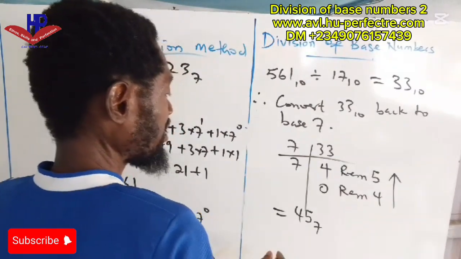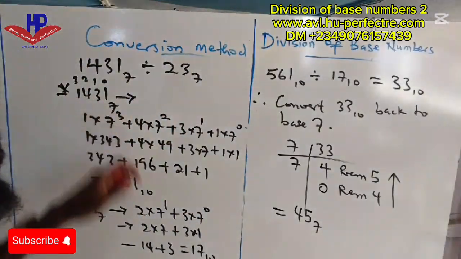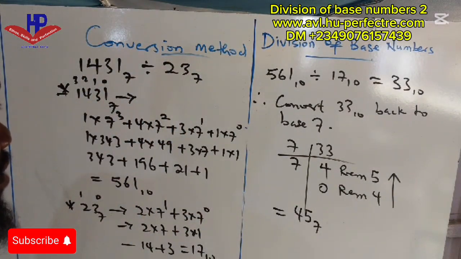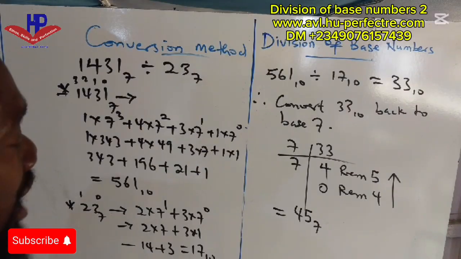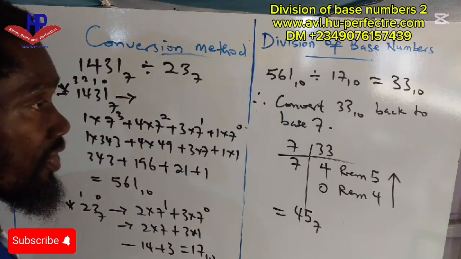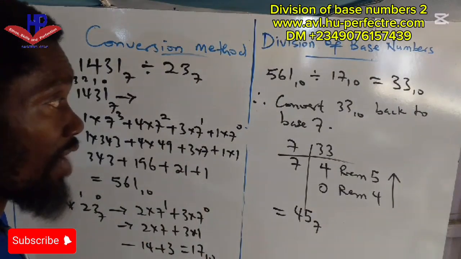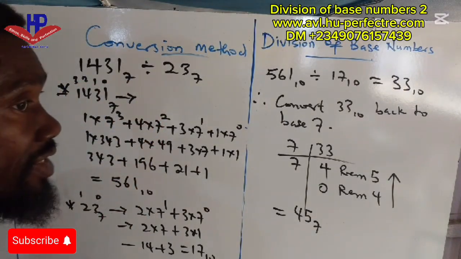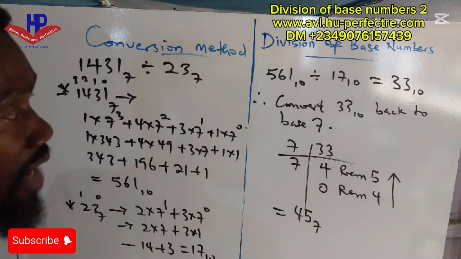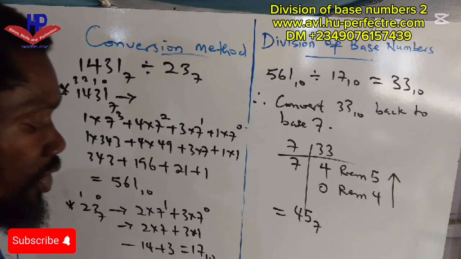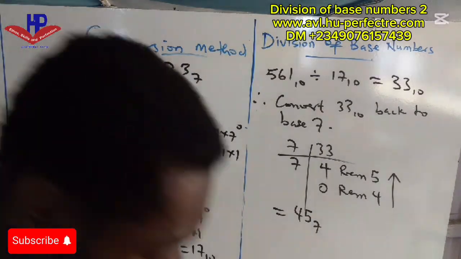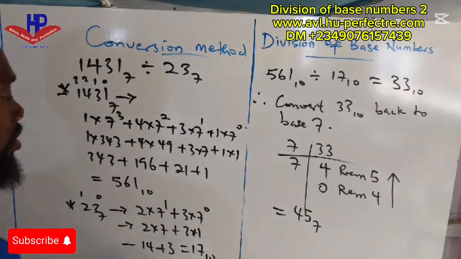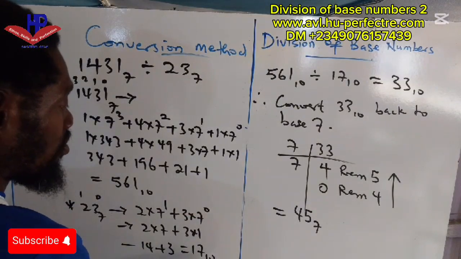So if we divide 1431 base 7 by 23 base 7, your answer will be 45 base 7. This is the conversion method. So it's simple. The first thing, convert the two numbers to base 10, divide, get your answer in base 10, then convert your answer back to base 7. Let's deal with a final example so you have a better understanding.